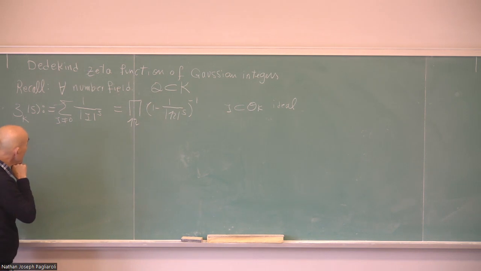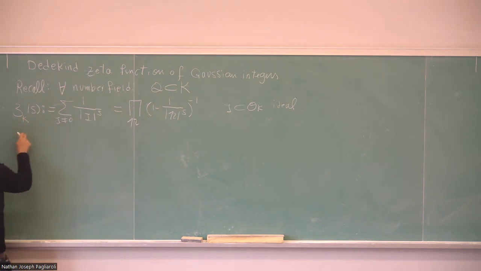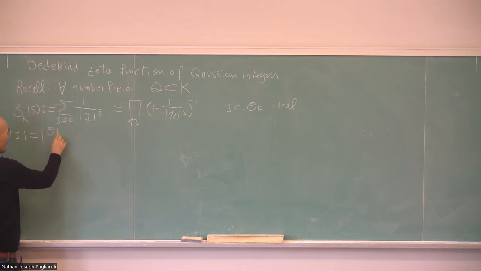Okay, so this guy, what was the absolute value? Do you remember? What was the definition of this? Yeah, the size of the quotient. So just take O_K and divide it by I, and this is basically the size of this.